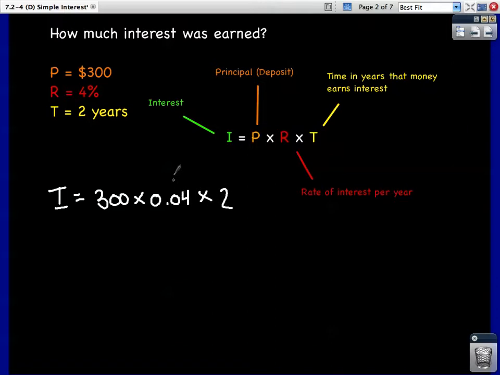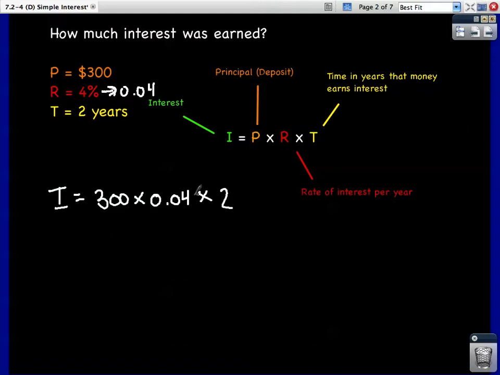Notice that I turned the percent into the decimal. I have to do that because the decimal calculates better for us. We can multiply this decimal easier than we can multiply a percent. And so this is going to get us the interest earned on this.